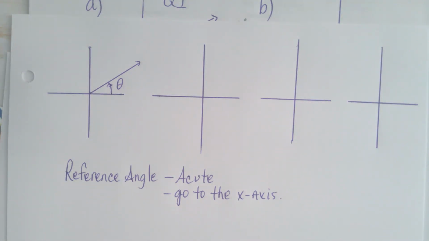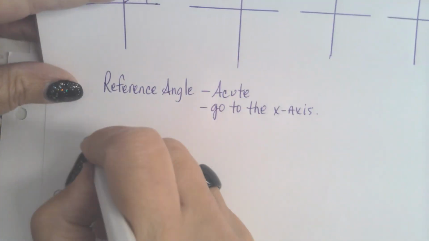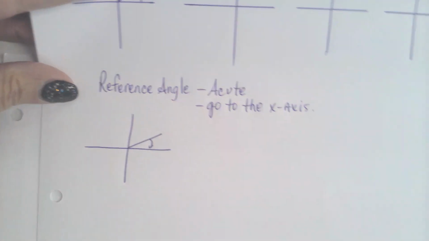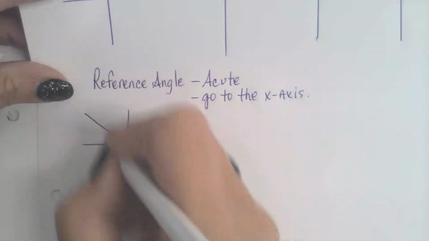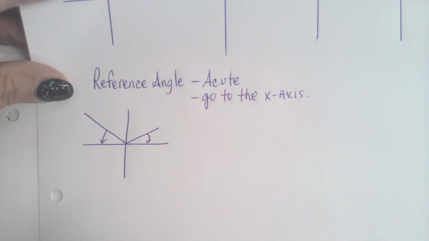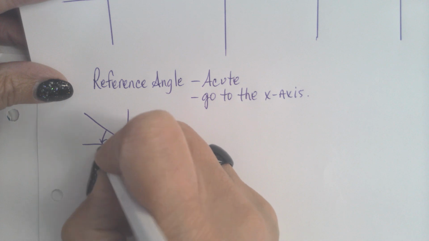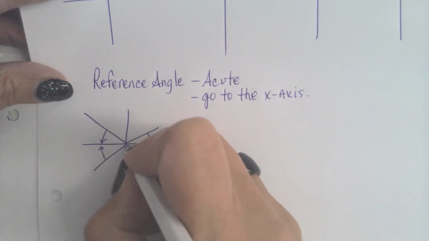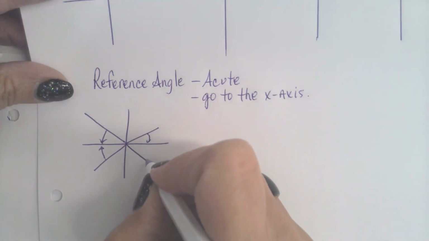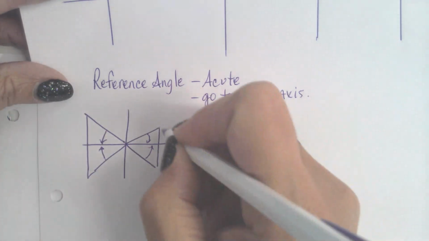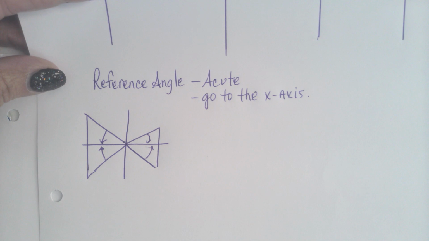So I call it the bow tie, meaning that if I was here, it would go down to that. If I had an angle in this quadrant, it goes down to that. If I have an angle in this quadrant, I go up to that one. And if I have an angle in this quadrant, I go up to that one. So it creates a bow tie. A lopsided bow tie. Well, I think it's perfect.